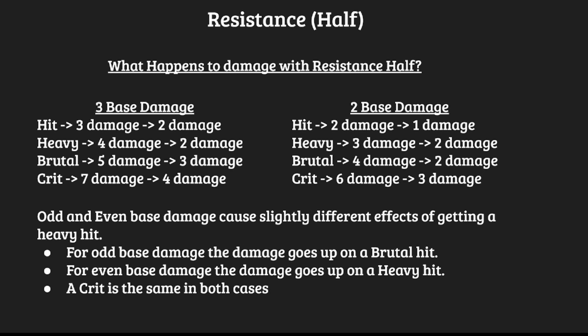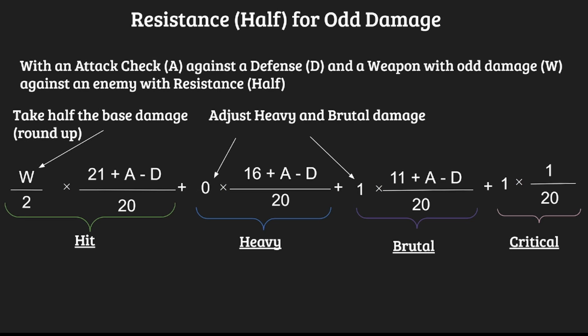And what I'm actually going to do is talk about the way we can do the math for both an odd weapon and an even weapon as separate from each other. That way there's one equation for resistance half with an odd base damage weapon and one for resistance half with an even base damage weapon. So let's say I'm using resistance half for an odd damage weapon. In this standard scenario, attack, check, defense, with some weapon damage, and I have resistance half. What we do is we halve the base damage and we round that up. So that's just your regular half the damage.